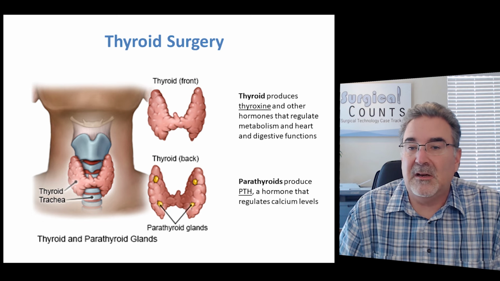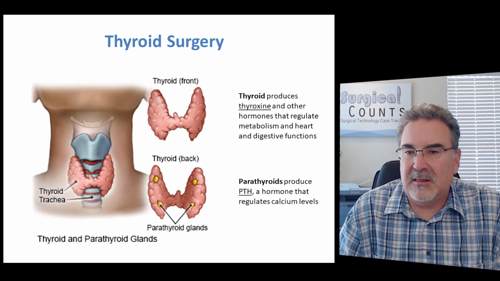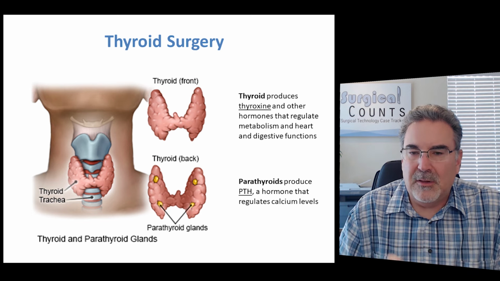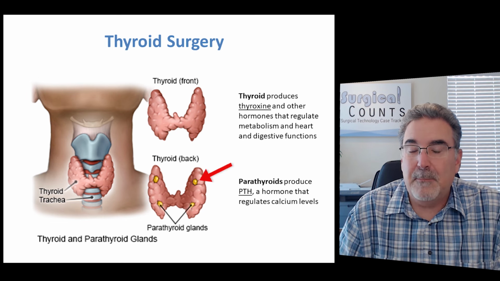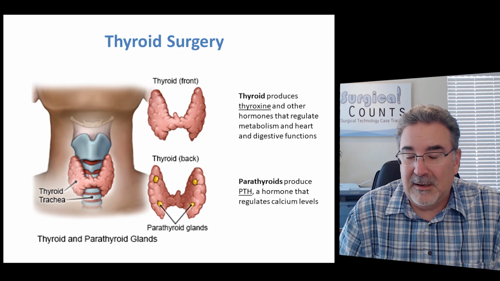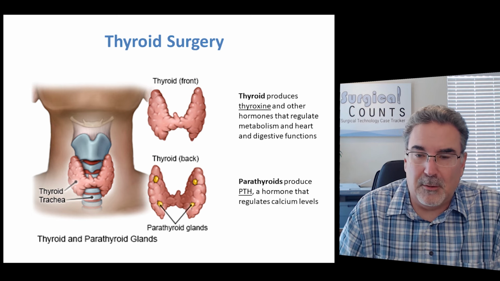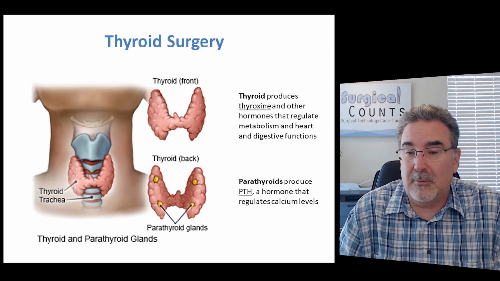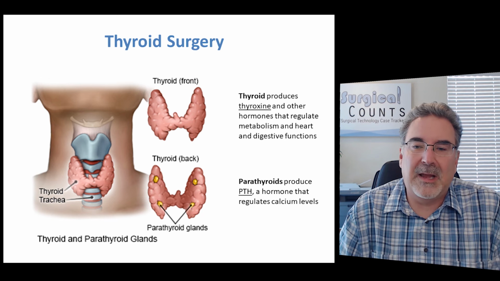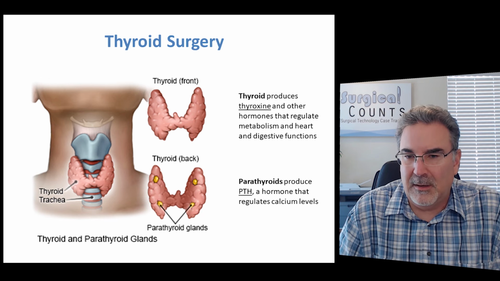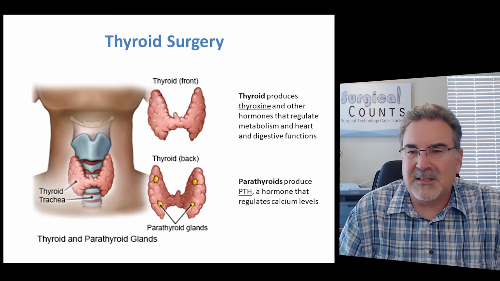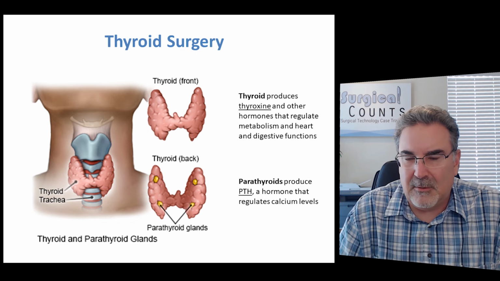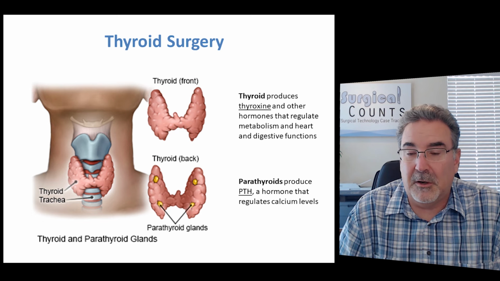And sometimes you can get a tumor or something like that in the thyroid, and we need to remove it. On the back side of the thyroid, we actually have four little nodules called parathyroid glands. Now, parathyroids produce a different hormone called PTH, parathyroid hormone, and that helps regulate calcium levels in the blood. So if we have to remove the thyroid, thyroxine is pretty easy to take, and people can take thyroxine for the rest of their lives, and that happens very often.